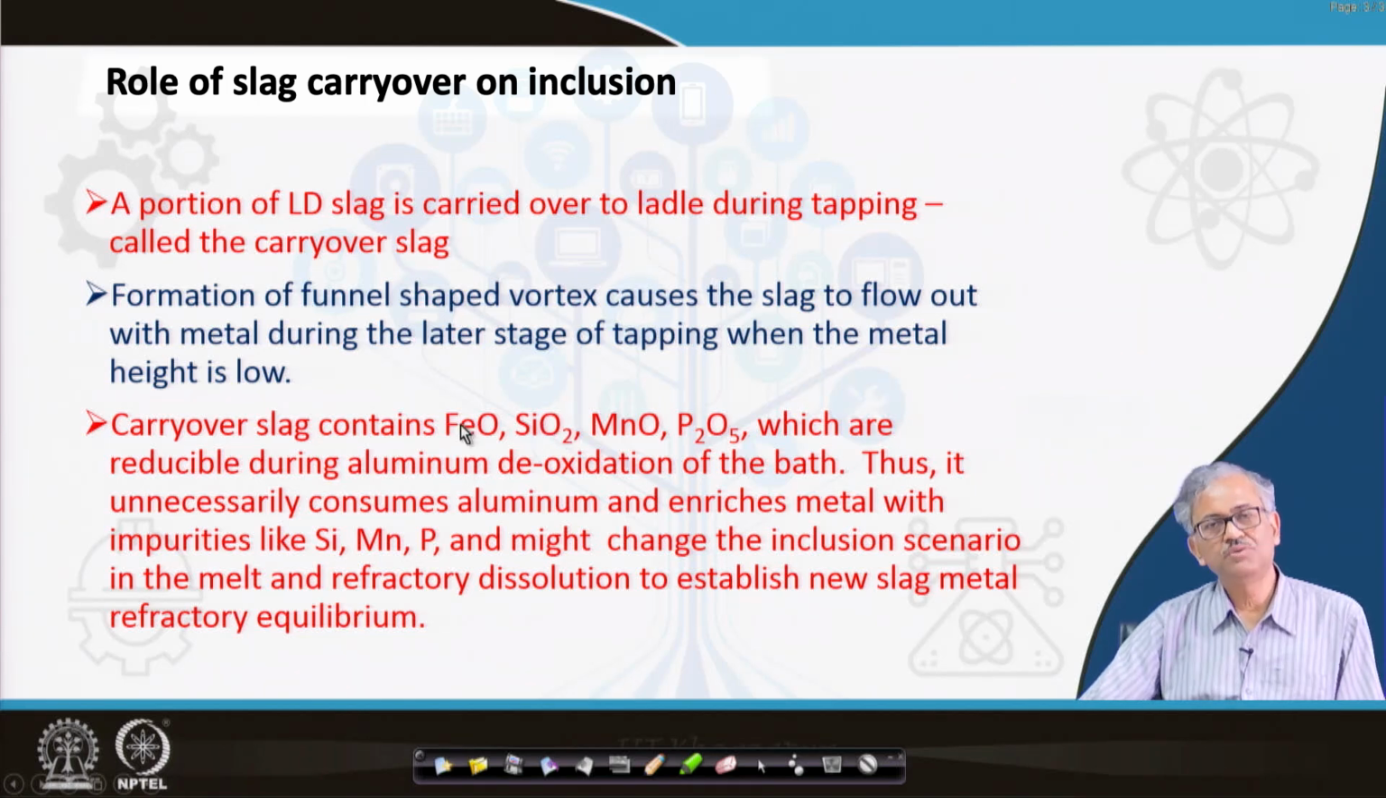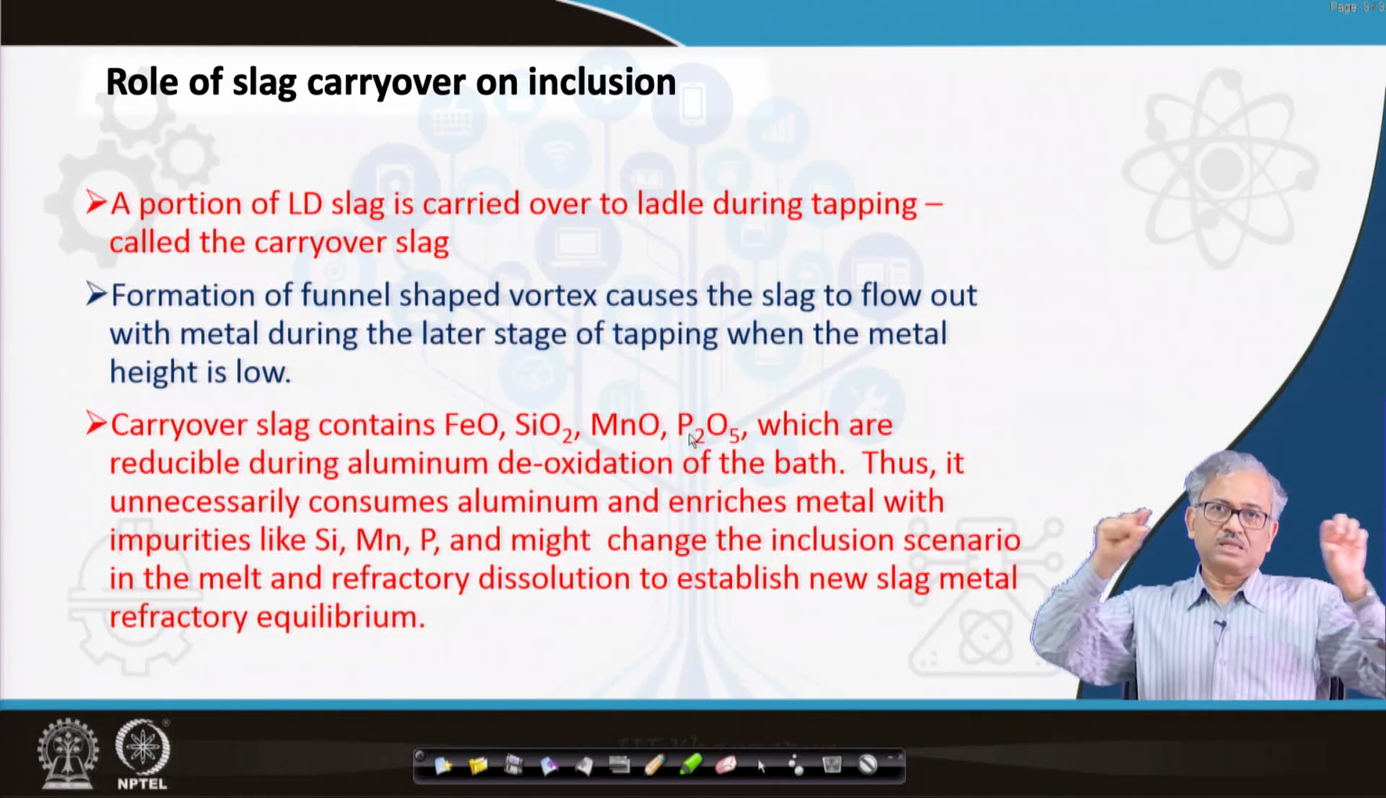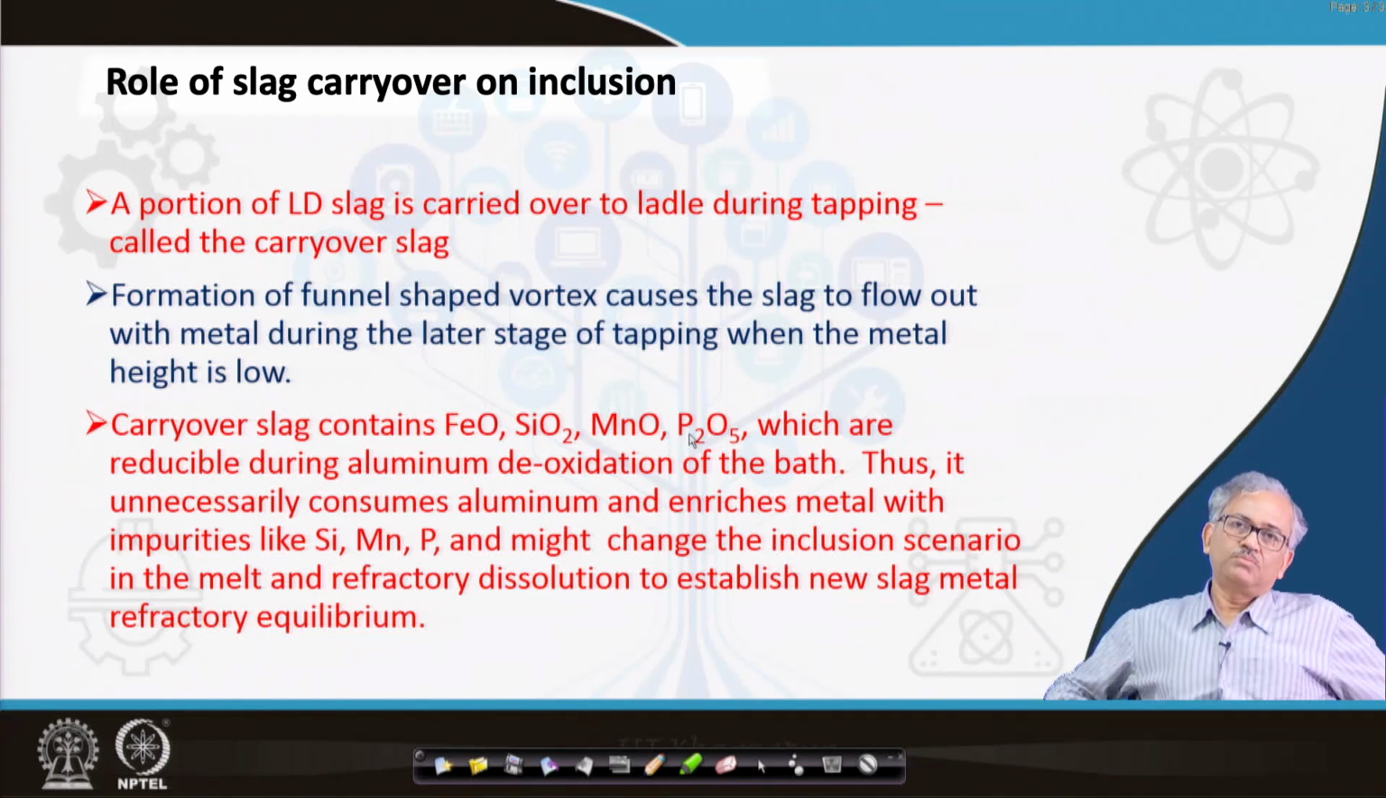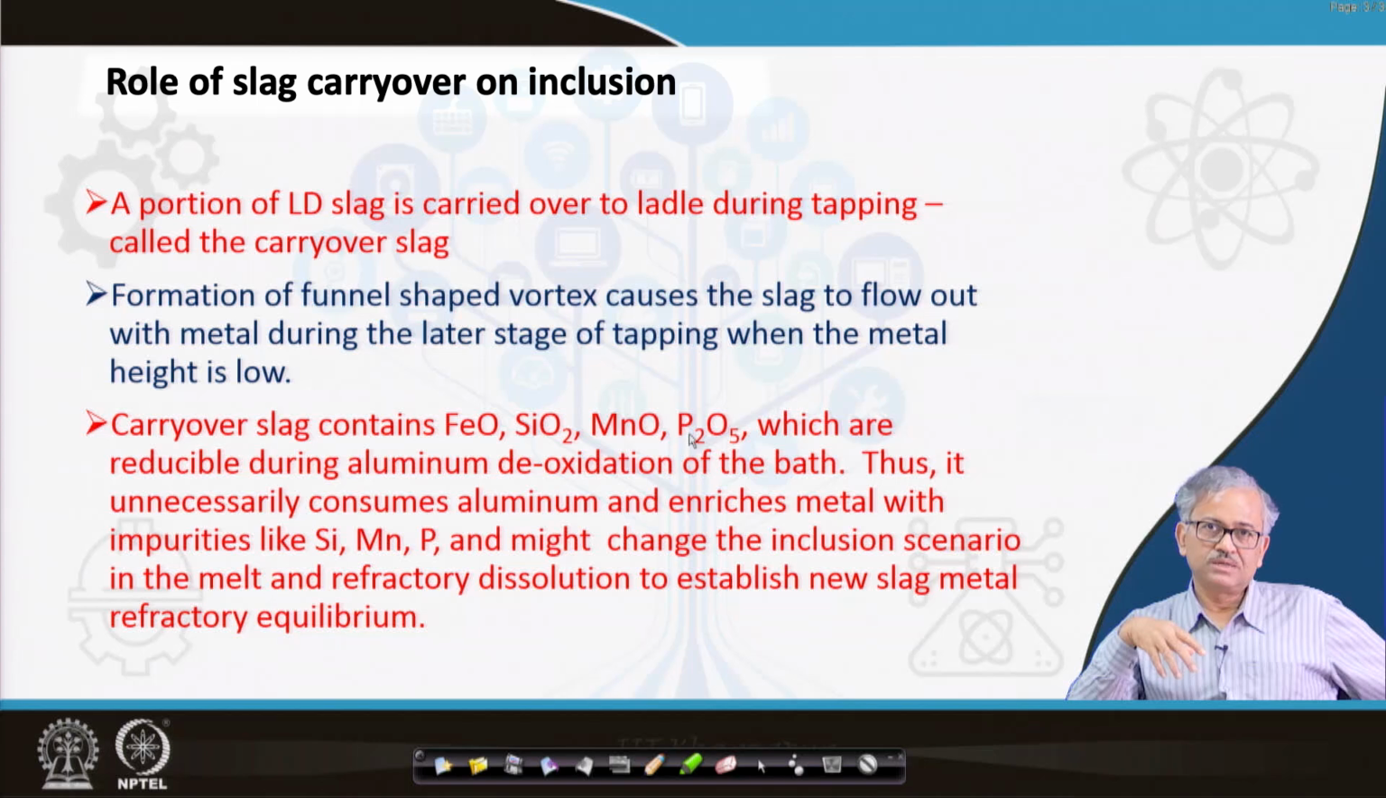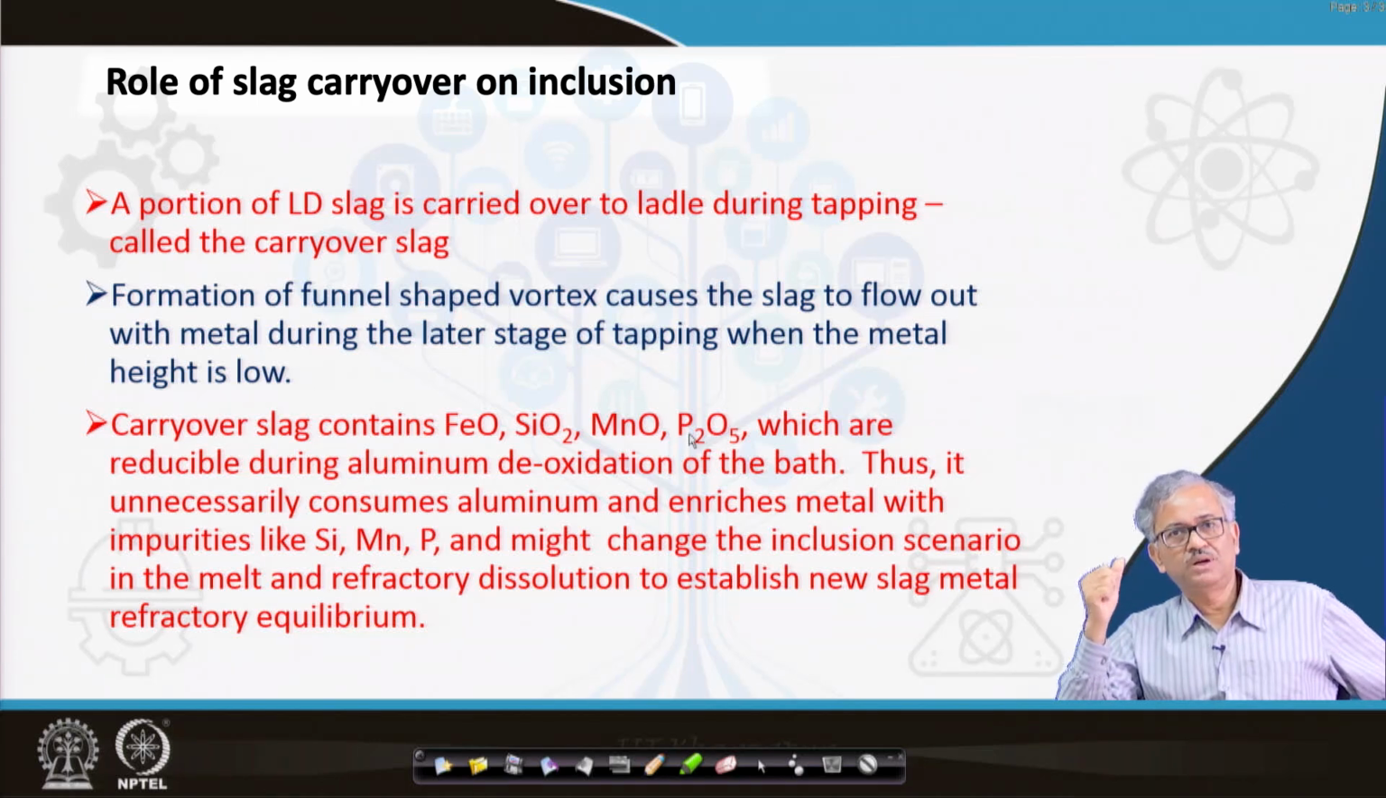FeO, especially FeO, will immediately dissociate, and then it will be reduced, and the silica also will be reduced, MnO will be reduced, P2O5 will be reduced. Everything will be reduced under a deoxidized bath, because when the oxygen level is very low, they will not be stable at all. So the LD slag at the top of the metal bath, when you deoxidize the bath, will not be stable. As a result, what will they do? They will basically consume the deoxidizer.